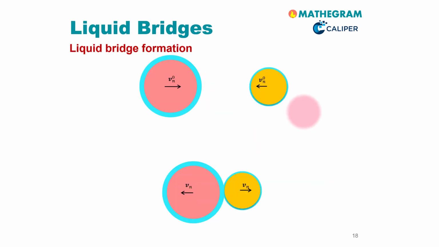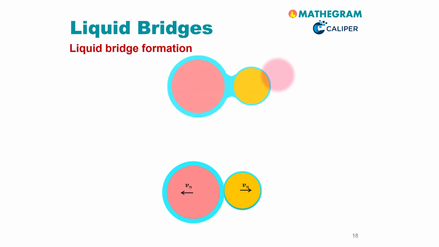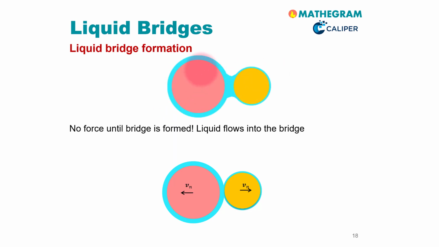Let us now look at classical liquid bridge formation for this option A. So we assume that the particles are covered with a liquid film. Of course, one particle can also be dry, that's not a problem. If the particles then collide, the liquid drains into the bridge and then the bridge is formed and we activate the liquid bridge forces.